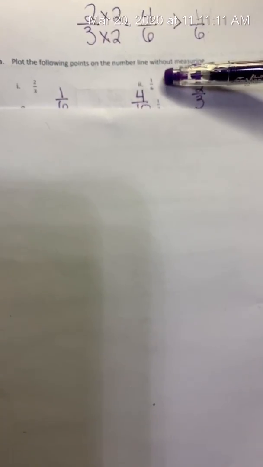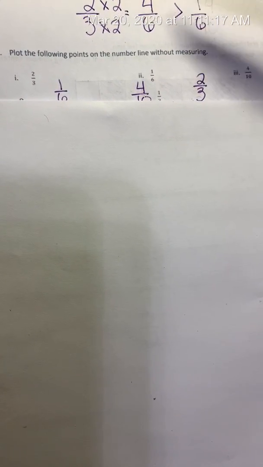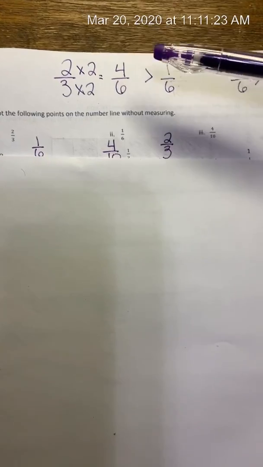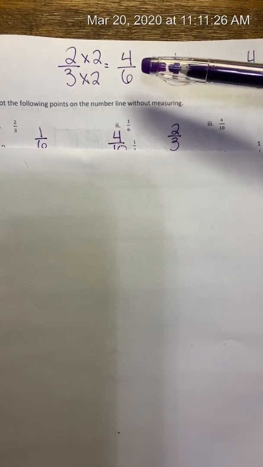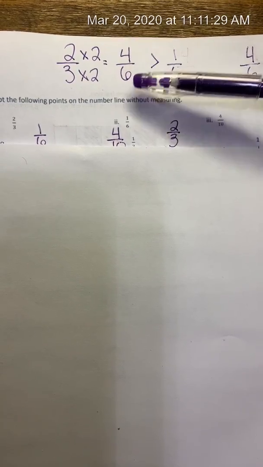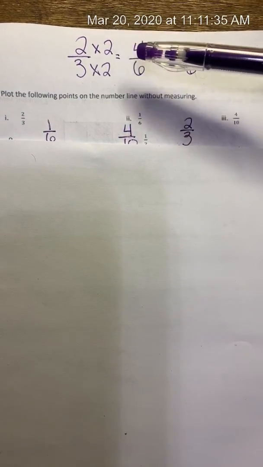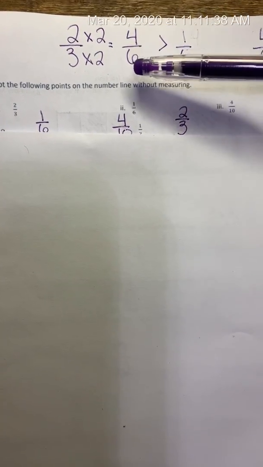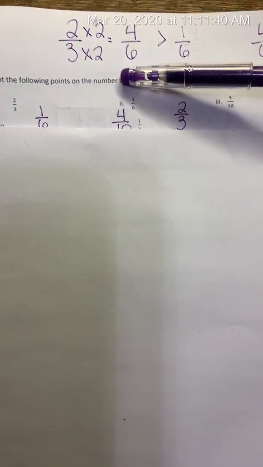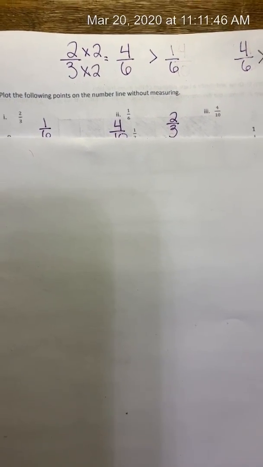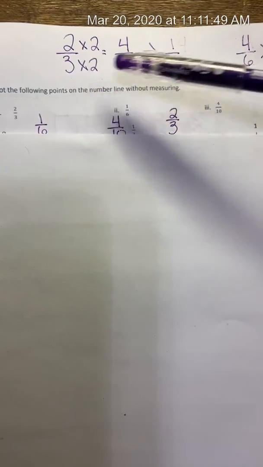So remember, whenever we find common denominators between two fractions, it's a lot easier to compare the two. So if I multiply 2/3, both the numerator and the denominator by 2, I can get the equivalent fraction of 4/6. So that gives us the same denominator as 1/6, which makes it a lot easier to compare them. So 2 times 2 is 4, and then 3 times 2 is 6. So 4/6 and 2/3 are equivalent fractions. So that tells me that 4/6 is greater than 1/6. So that also tells me that 2/3, since these are equivalent fractions, is greater than 1/6.